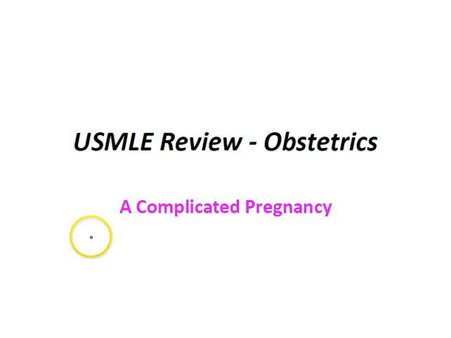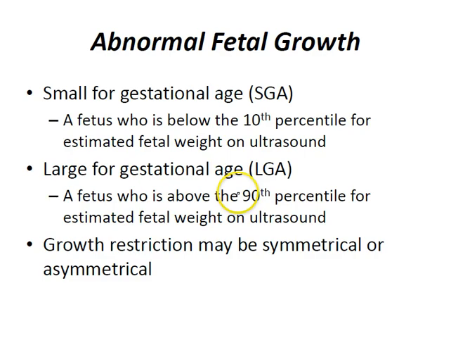Okay, so we're going to talk about obstetrics today, and the topic we're going to talk about is called a complicated pregnancy. So let's get started with abnormal fetal growth. This is when they're small for gestational age. That is a fetus who is below the 10th percentile for their estimated fetal weight on ultrasound.